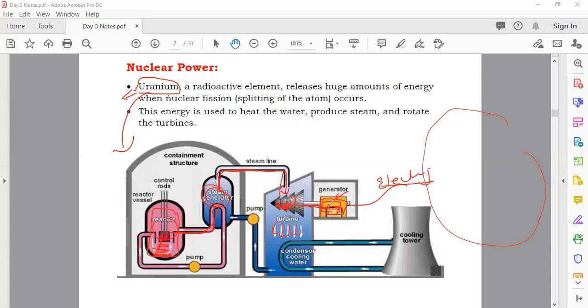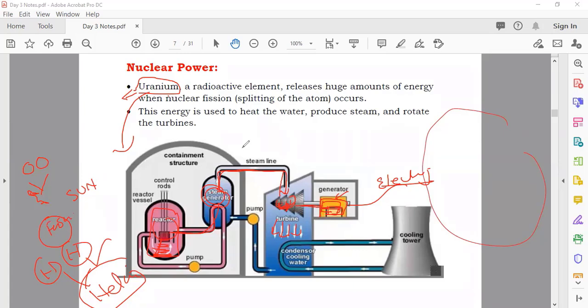Can you re-explain the fusion? Fusion means that when two small nuclei combine together to make a big nucleus, like it happens in the sun. In the sun, hydrogen atoms combine together to form helium, and it also produces a lot of heat. Due to that, the sun is producing heat. So that is fusion. Inside the sun, it is fusion. Understand?